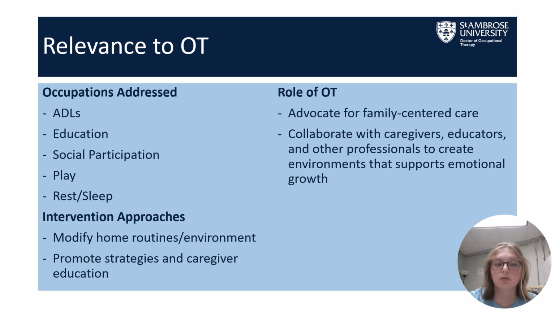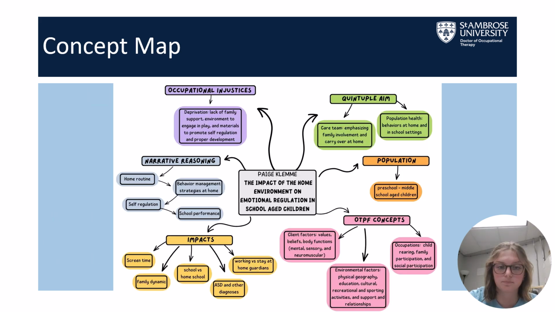Continuing to talk about the relevance to OT, occupations addressed include activities of daily living, education, social participation, play, and rest and sleep. All of these are impacted by emotional regulation. Some intervention approaches include modifying, which is adjusting our home routines or environments to support emotional regulation, and developing strategies and caregiver education to build supportive emotional routines. For the role of OT, our job is to advocate for family-centered care and collaborate with caregivers, educators, and other professionals to create environments that support emotional growth.